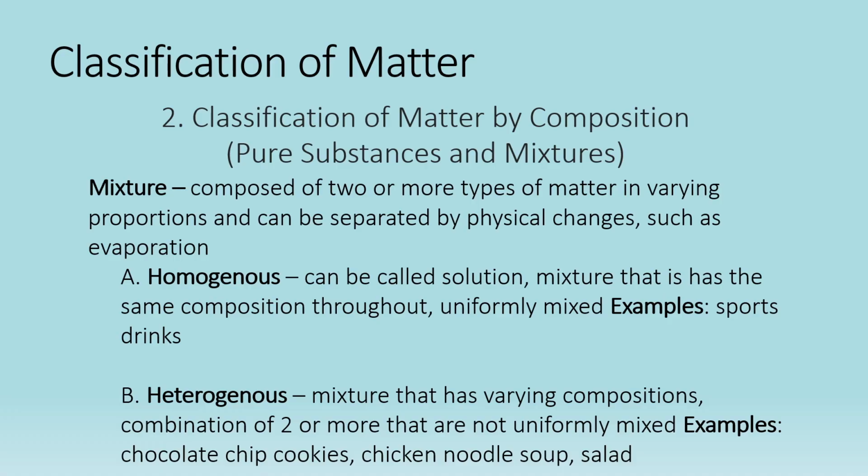And then a heterogeneous mixture is one that has varying compositions and is a combination of 2 or more that are not uniformly mixed. Examples would be chocolate chip cookies, chicken noodle soup, and salad, because each bite is different.